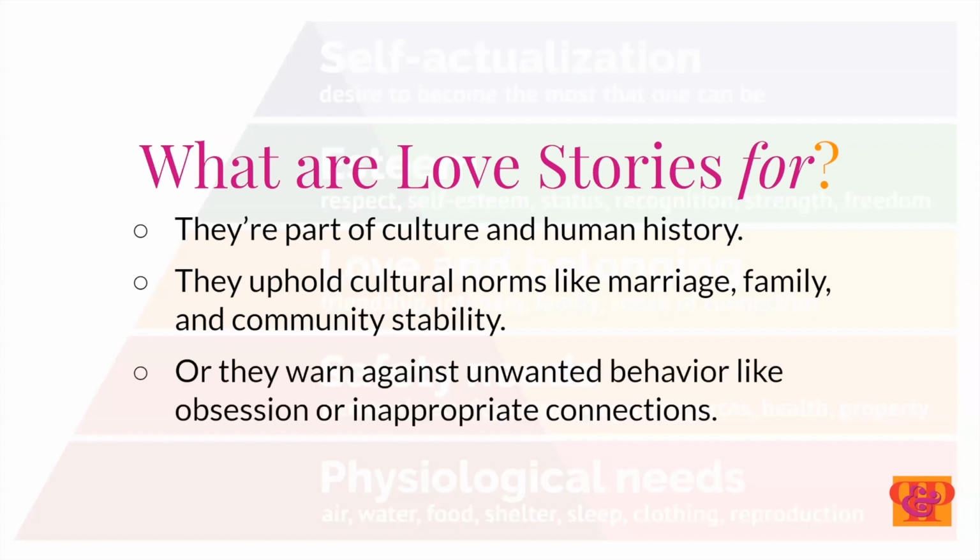Then there's the cautionary love story. This type shows how ungoverned passions lead to unwanted social outcomes like obsession, stalking, or the destruction of family or community. Now, alternatively, the cautionary love story can also warn people about social sanctions they might face if they aren't cautious about pursuing a forbidden type of relationship. And we're going to see more of this when we get to the historical section.